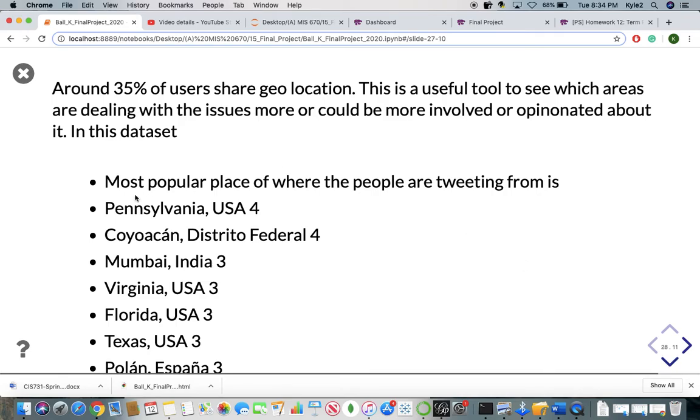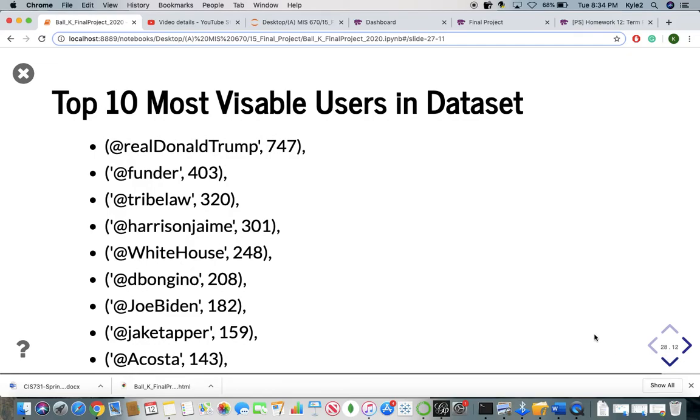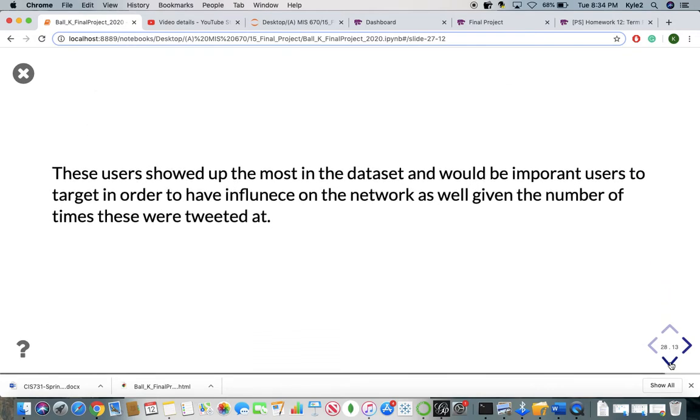And then also you could apply it to the different areas where these subjects come up the most. Like if there was a plant in one of these areas and you saw that all these were coming from a different area, you need to do damage control and make those people happy at that plant before maybe it spreads to other people in the network. These are the most visible users in the data set. So these people come up the most and are most visible.